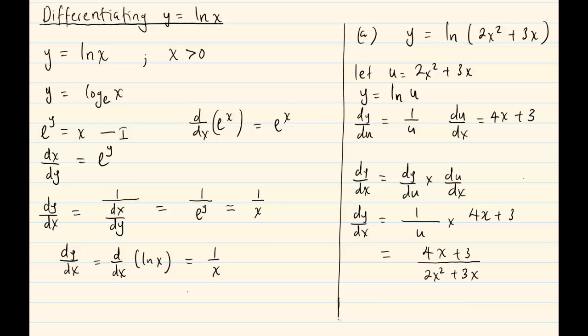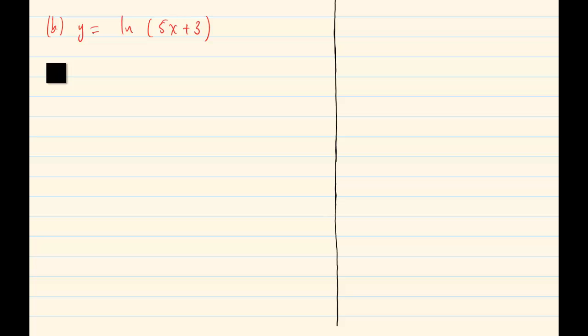So let's look for a general way of differentiating this function. It follows that d/dx of the natural log of f(x) is going to be equal to the derivative of f(x) divided by f(x). In the final example, we want to find the derivative of y equals the natural log of 5x plus 3. I'm going to give you an opportunity to pause the video at this point so that you can attempt the question on your own, and then you can compare your solution against mine.